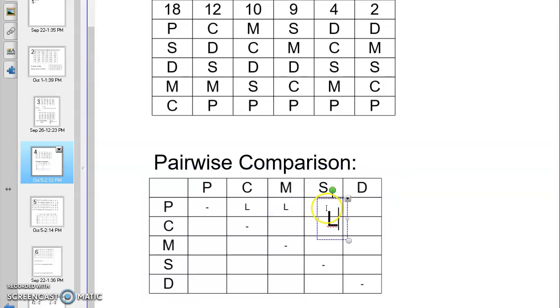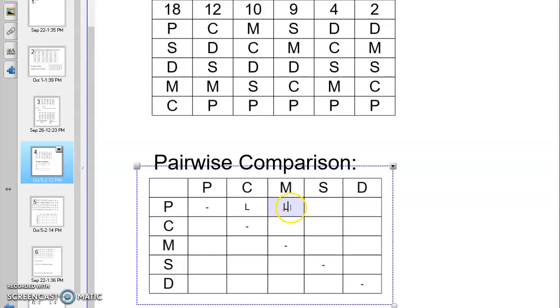P loses to S. Oops. And P loses to D. Okay, and if you notice, P gets 18 votes in the first column, but P loses to literally every other option in every other column.